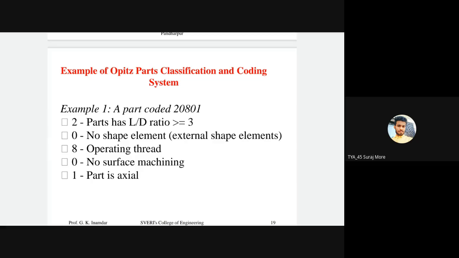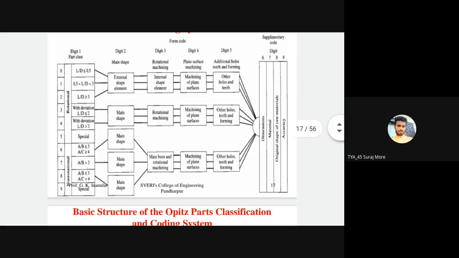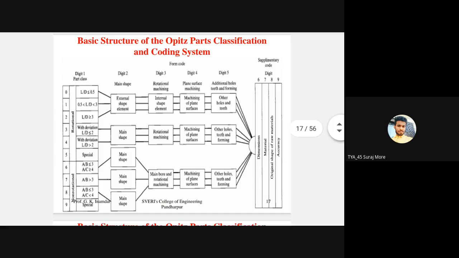Now this is also one of the examples we have taken here, in optics technology. Optics is one of the industries, or one of the classification methodologies. Here the first digit shows the length and diameter. Rotational products will be there, non-rotational products will be there. The rotational product is in a CNC machine or a lathe machine, where rotational operations happen. Forging and casting are non-rotational.